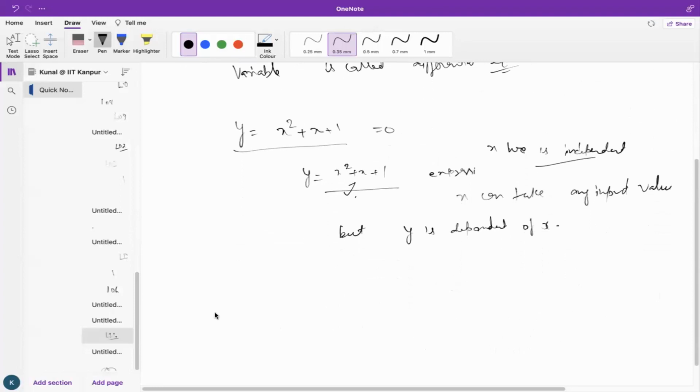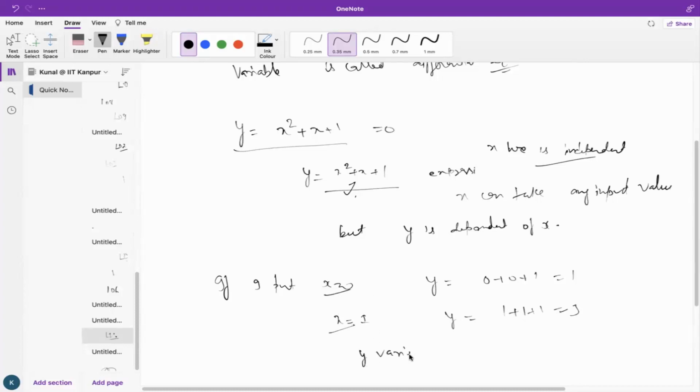Let me show you by example. If I put x equal to 0, the value of y is 0 plus 0 plus 1, which is 1. If I put x equal to 1, the value of y is 1 plus 1 plus 1, which is 3. So y varies as x varies. y is dependent on the value of x. So y is the dependent variable, and x is the independent variable.